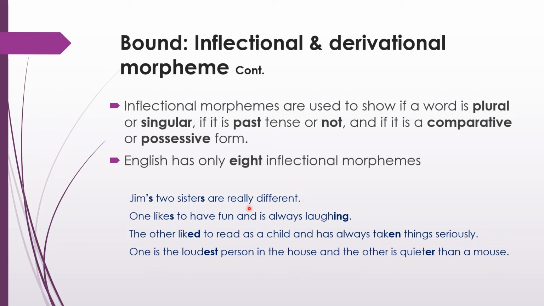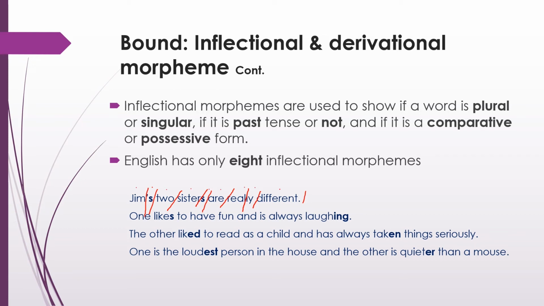So now if we analyze this particular sentence, let me give you the count. Jim 1 morpheme, is 2 morphemes, too 3 morphemes, sister 4 morphemes, is 5 morphemes, are 6 morphemes, real 7 morphemes, ly 8 morphemes, different 9 morphemes. So 1 2 3 4 5 6 7 8 9 morphemes in this particular sentence.